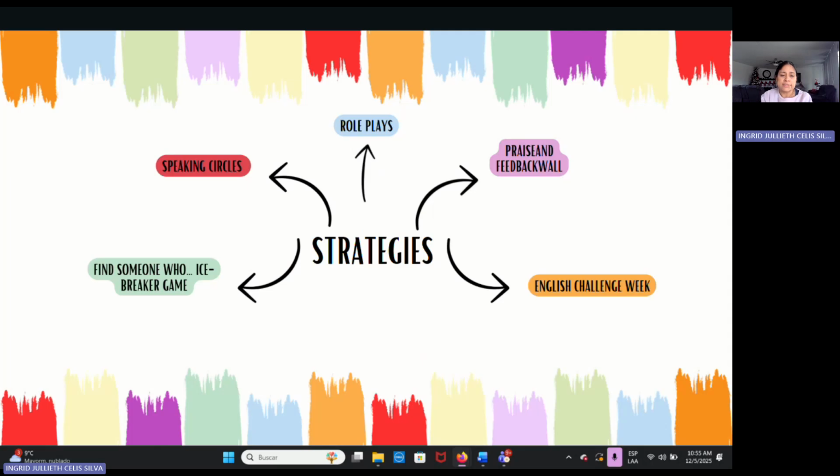Okay, these are the five strategies implemented in our poster. The first is the Find Someone Who icebreaker game. The second is speaking circles. The other is role plays. The other is the phrasal feedback wall. And the last is English Challenge Week.